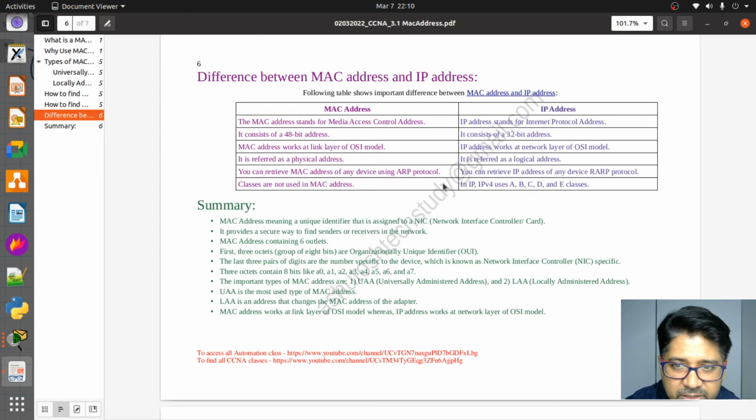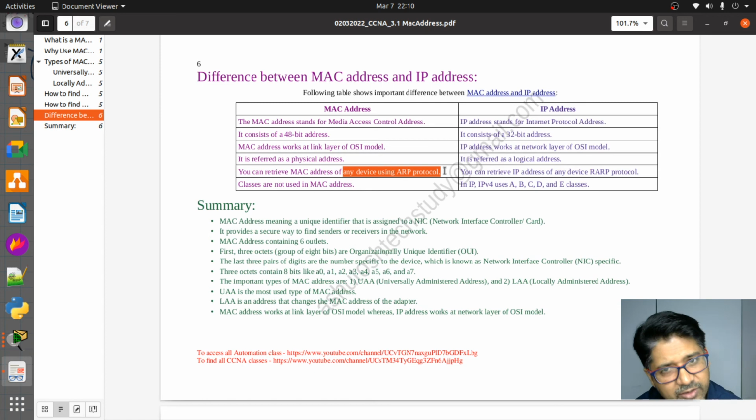Next, you can retrieve the MAC address of any device using ARP. In upcoming classes we are going to do a dedicated lab on ARP, and we will understand how the MAC address travels over the network. Then we will see the spanning tree and the role of the MAC in building it. There are lots of examples, which is why understanding the MAC address is very important.